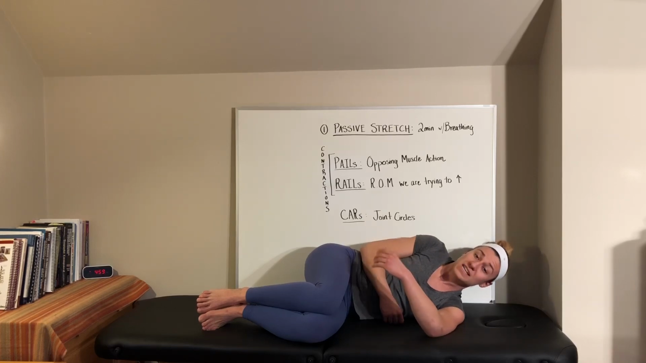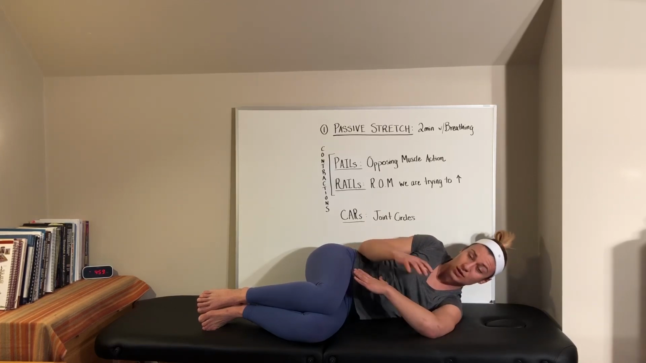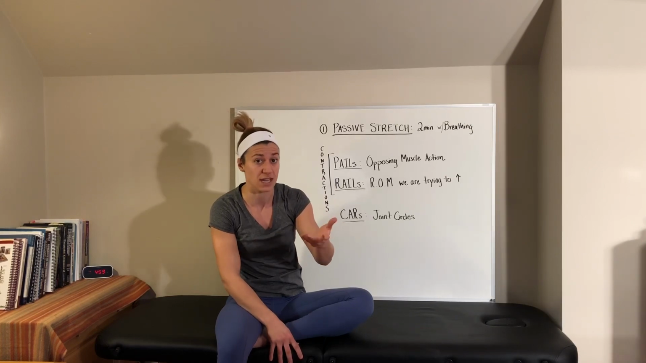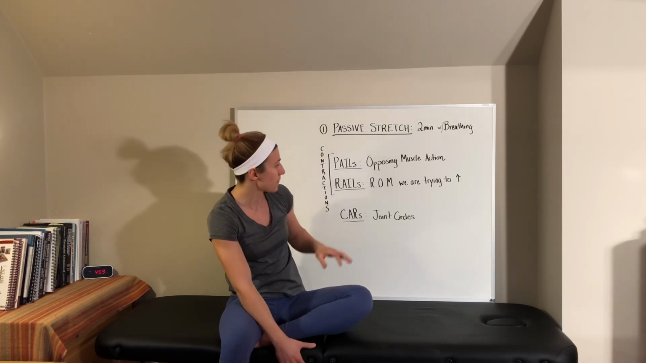So again, passive stretch, actively pull yourself down, light pressure on top, 2 minutes of diaphragmatic breathing. From there, we proceed with our PAILs contraction against the range of motion we're trying to achieve, into our RAILs contraction, towards the range of motion we're trying to achieve. And then we cycle between those two contractions back and forth for the prescribed amount of reps and sets that I have prescribed here.